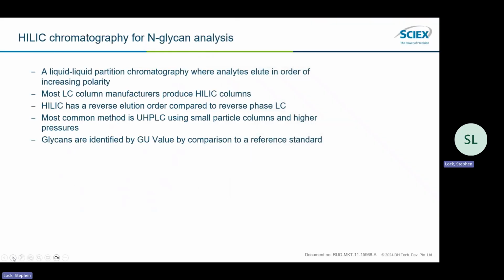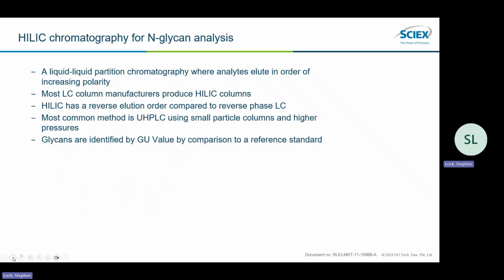So some of the background to HILIC analysis of N glycans. Now I'm talking about labeled glycans, but firstly what you need to do is actually remove the glycans and capture them before you analyze them. So typically you have to digest the glycans off the proteins before you can analyze them. And analysis, for example, with HILIC uses a liquid-liquid partitioning chromatography, where analytes, the glycans, elute in an order of increasing polarity. Now, what you'll often find with HILIC, of course, if people who know HILIC, it's the reverse elution order compared to reverse phase LC.